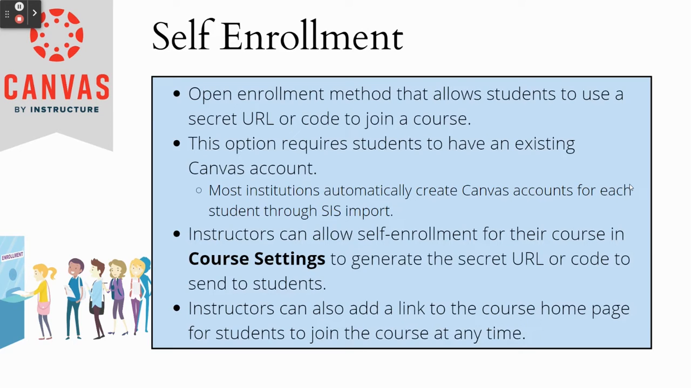Self-enrollment is that open enrollment method that we were just speaking about that allows students to use a secret URL or code to join a course. This option requires students to have an existing Canvas account. Most institutions automatically create Canvas accounts for each student through a student information system import. Instructors can allow self-enrollment for their course in course settings to generate the secret URL or code to send to students, thus generating that invitation for the student. The instructor can also add a link to the course homepage for students to join the course at any time.